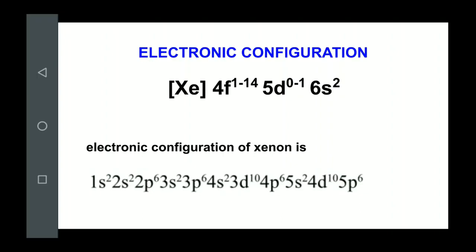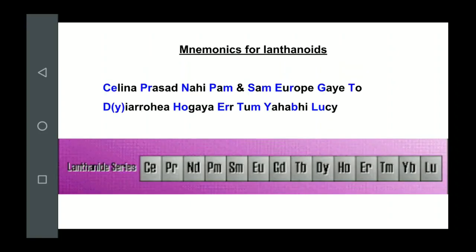For your reference, the electronic configuration of xenon is also mentioned at the bottom. You can write this electronic configuration of xenon also with the help of the Aufbau law. Now here I have given the mnemonics for memorizing the lanthanoids.